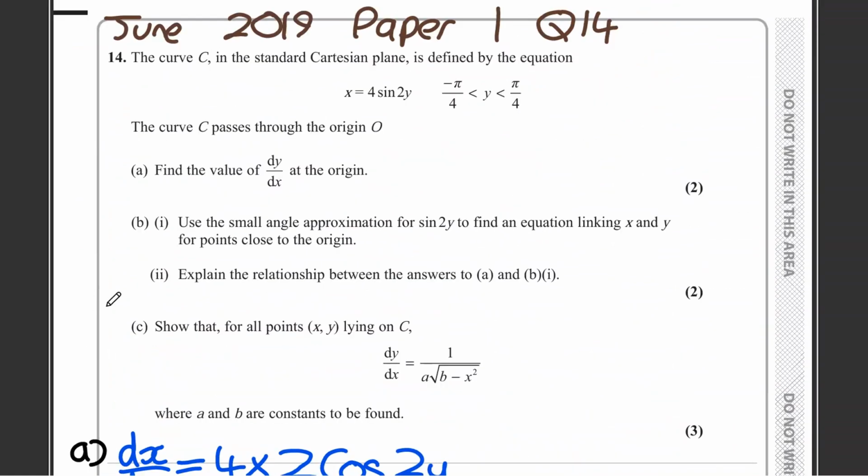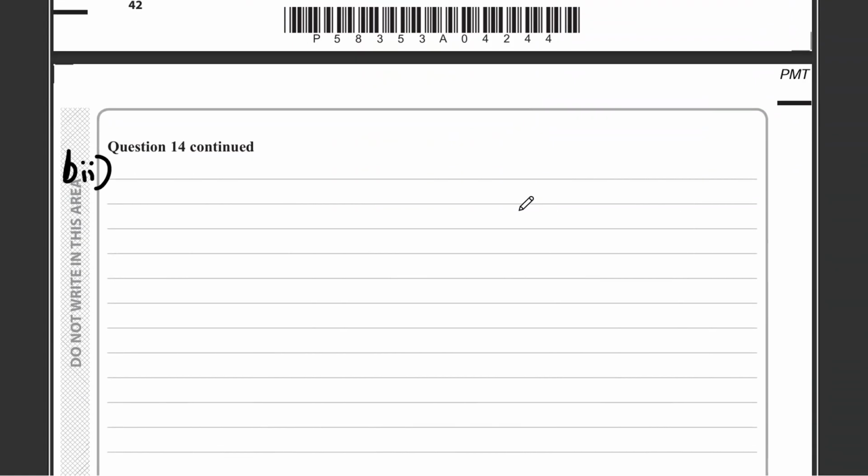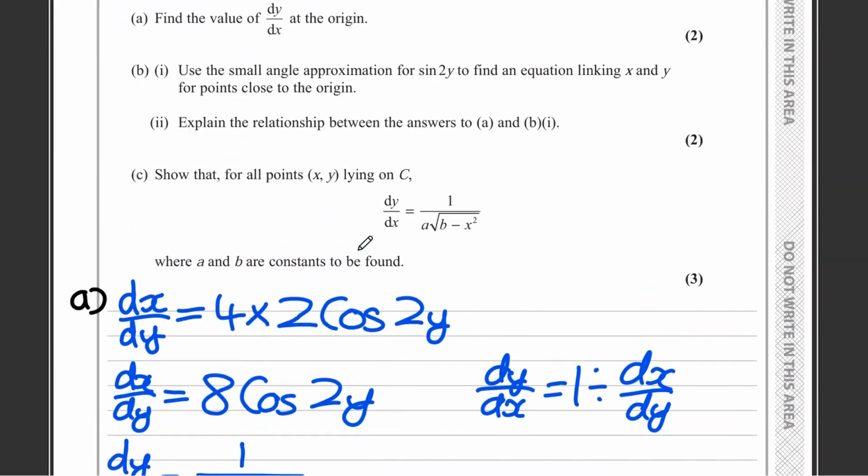Okay, and then for the second part of B, we need to explain the relationship between the answers to A and BI. So this is only worth 1 mark, so it's not the end of the world, but I think there are some students that might struggle with this and might not quite get this relationship. So in part A, we found the value of dy over dx at the origin, and we found it to be 1 over 8.